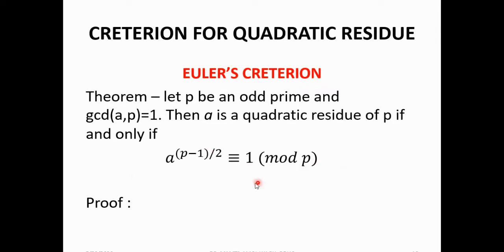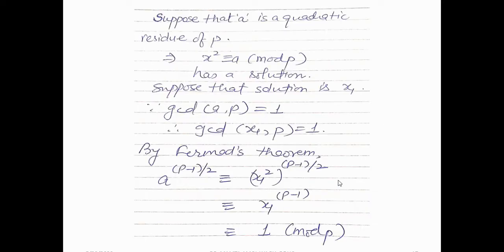We have to just check this, a to the power (p minus 1)/2, and if it is congruent to 1 modulo p, then we say that a is a quadratic residue of p. Let's prove it. Suppose that a is a quadratic residue of p, then x squared is congruent to a modulo p has a solution. Suppose that the solution is x1.